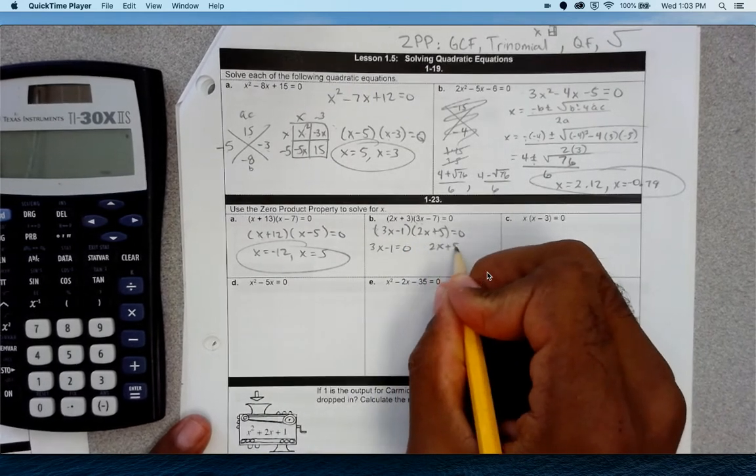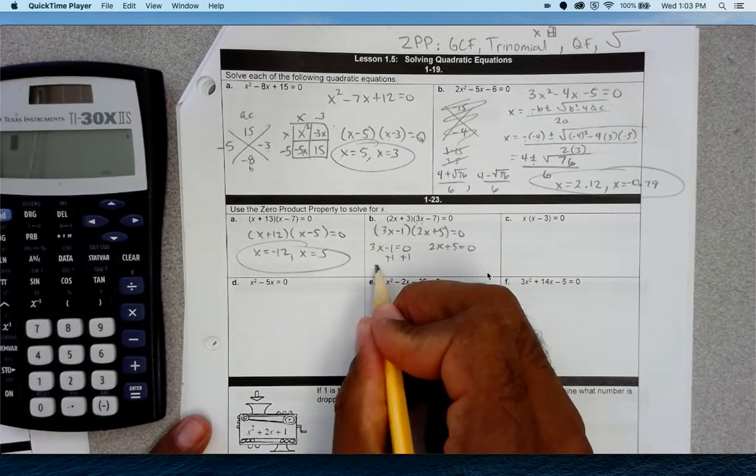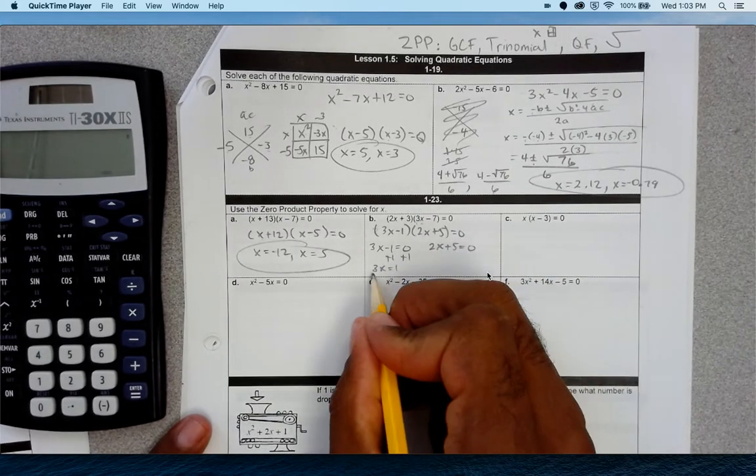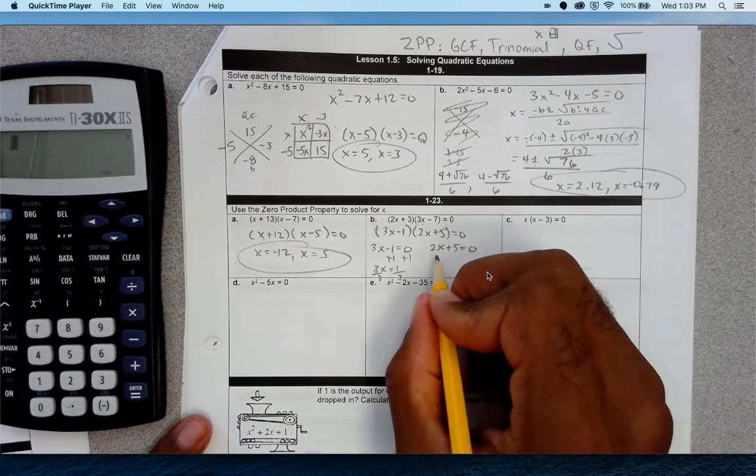Same thing for the 2x plus 5. Okay, so I'm going to add 1 to both sides. So I get 3x equals 1. And then divide by 3, and so my answer is 1 over 3, 1/3.